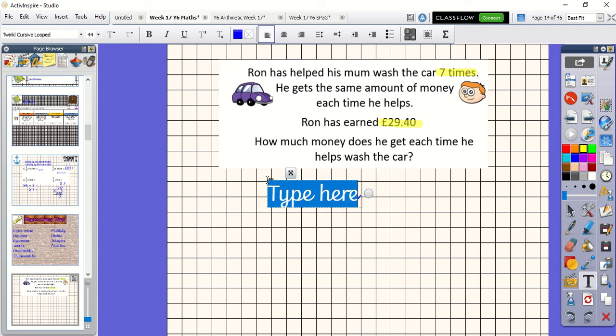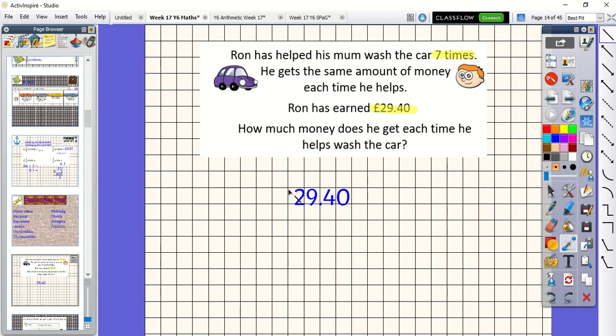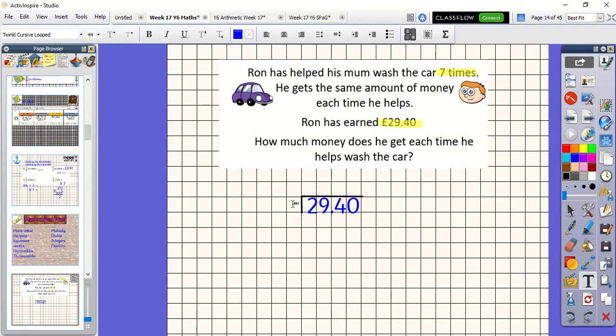So we need to do £29.40, and because we are dividing, I'm going to use the short division to help us. So I'm just going to draw my bus stop method. There we go. And we are dividing by 7. Okay, now before I do anything, just like yesterday, I'm going to put my decimal point in straight away.